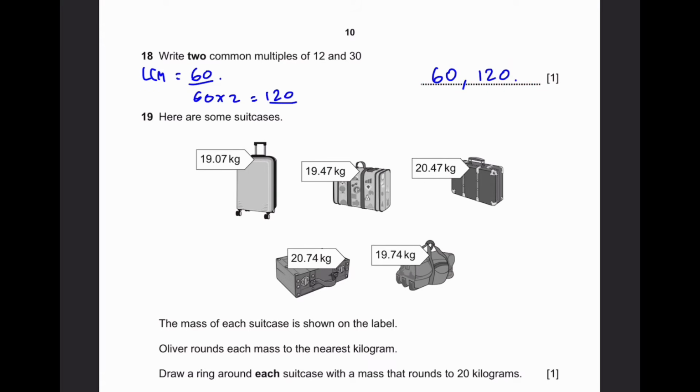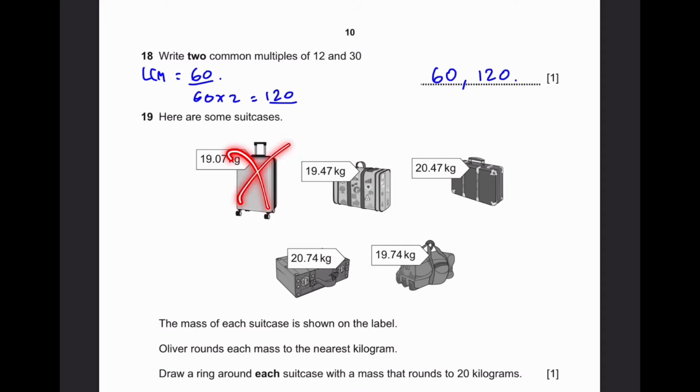Question 19. Here are some suitcases. The mass of each suitcase is shown on the label. Omar rounds each mass to the nearest kilogram. Draw a ring around each suitcase with a mass that rounds to 20 kilograms. Let's start with the first one, 19.07. The digit right after the nearest kilogram, or the nearest whole number, is a 0, which is less than 5. So we round this down to 19 kilograms.